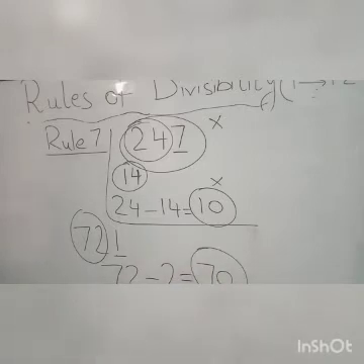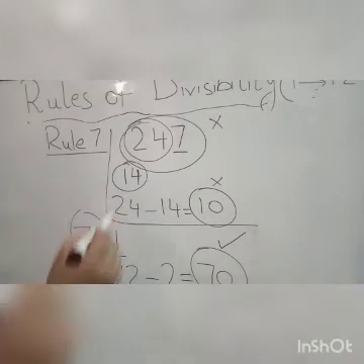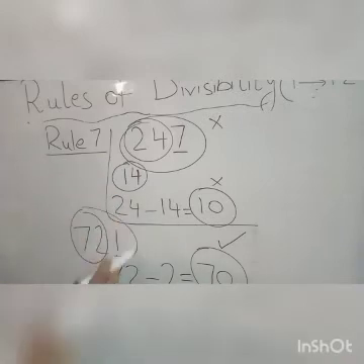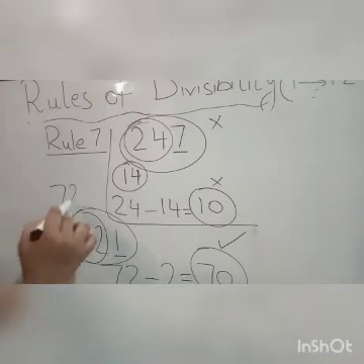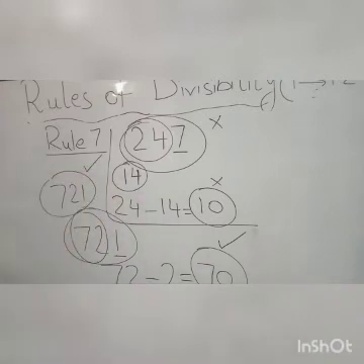70, you can know easily that it is divisible by 7. 7 times 10 is 70. So it is divisible by 7. So it means that this whole number, 721, is divisible by 7. Yes, this rule is done.